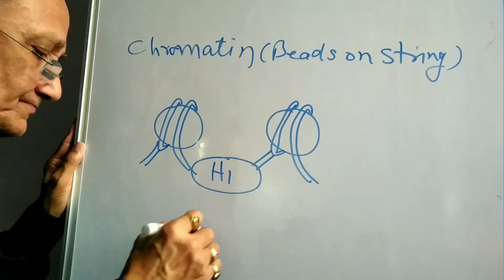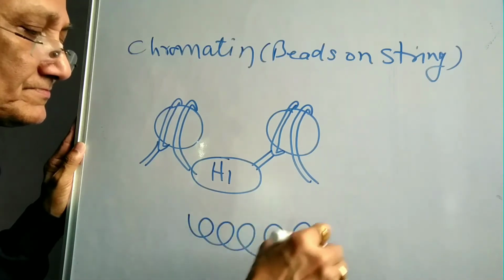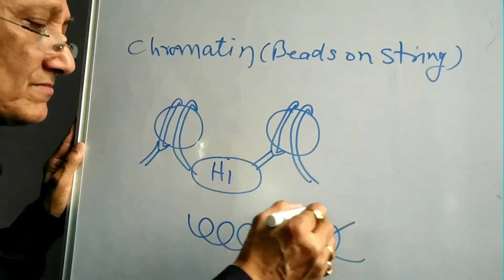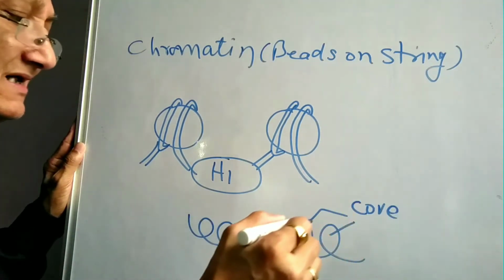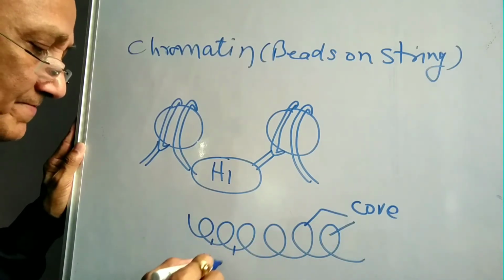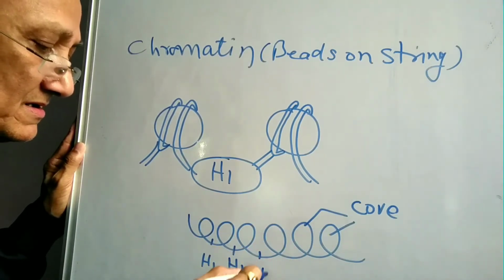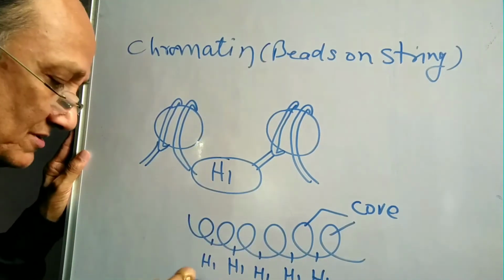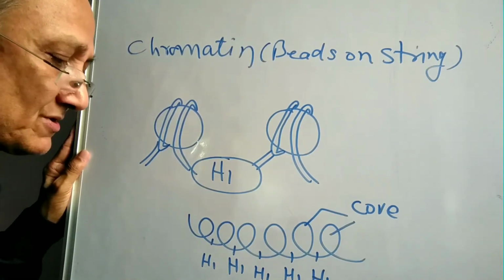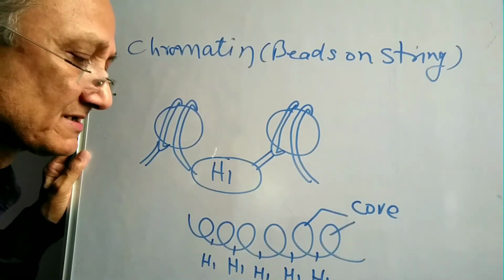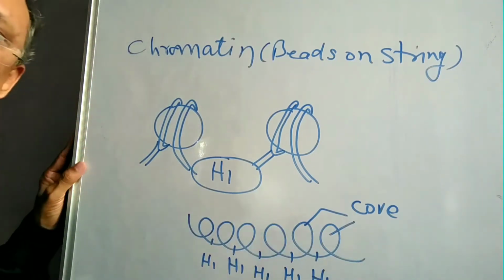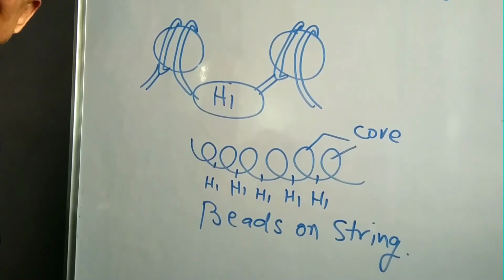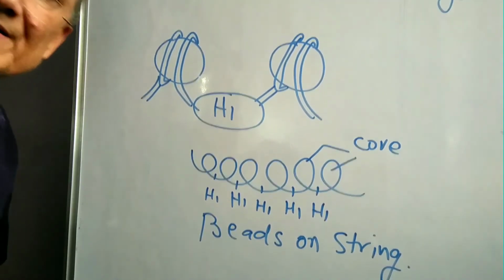You can also draw it like this. So this one is the core, the core of histone, and H1, H1, H1, H1. So this is called the beads on a string structure. This is called beads on a string.